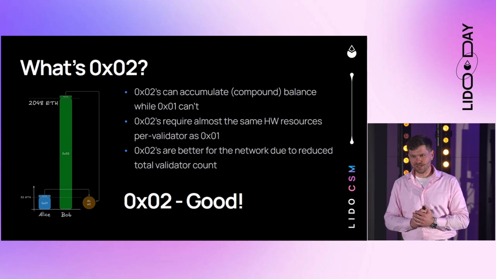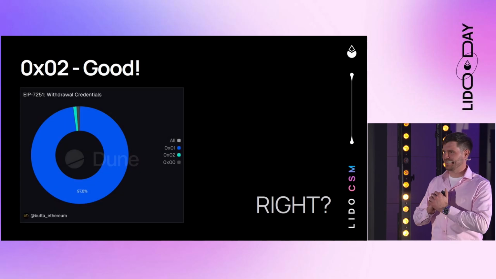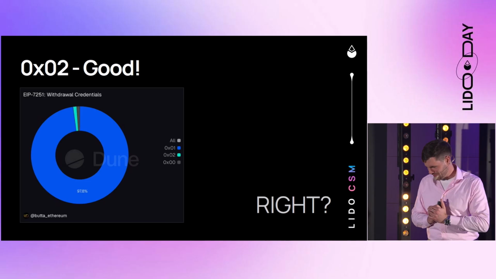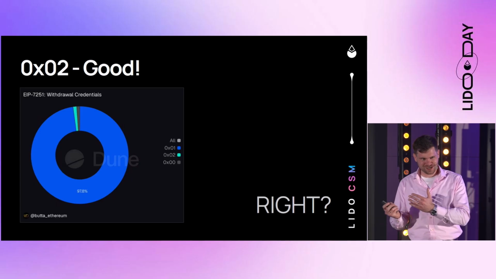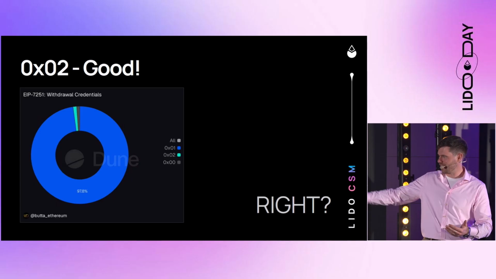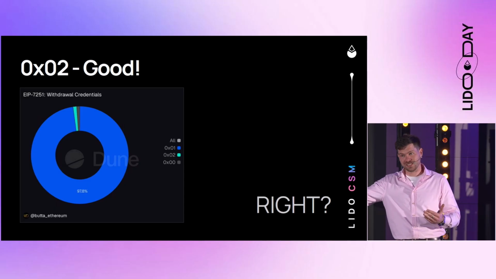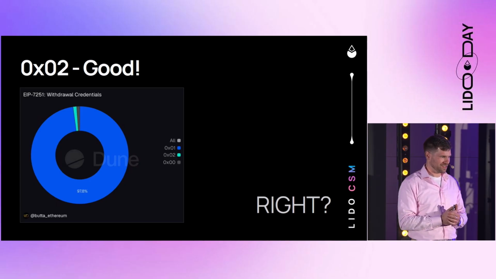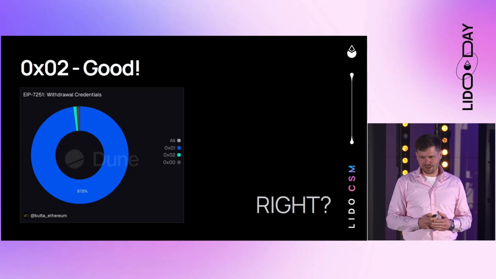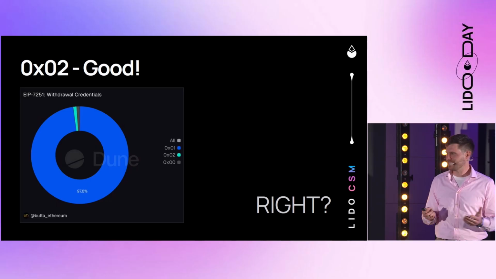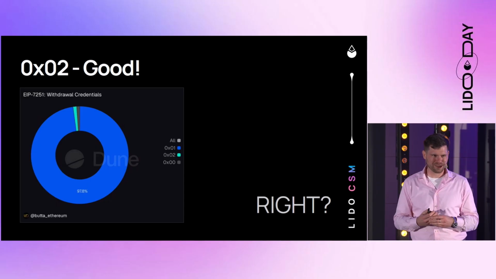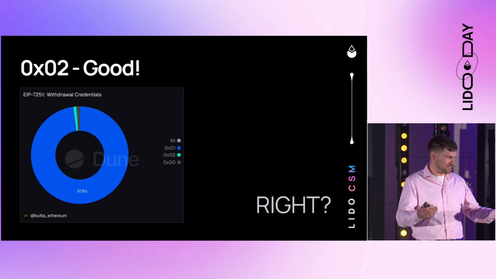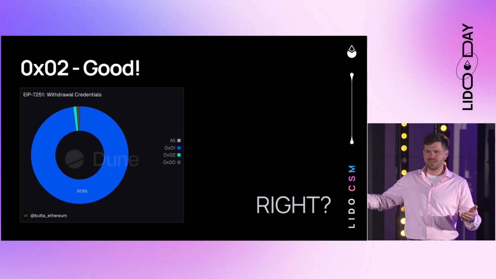If they are good, why do we see this picture? That's the picture that shows us the percentage of withdrawal credentials among Ethereum validators. And as you can see, this huge blue donut is 0x01 validators. And one may say, at least those who are very into math and like to argue, that, oh, but 0x02 validators can be 64 times bigger. So why should we look at this graph?